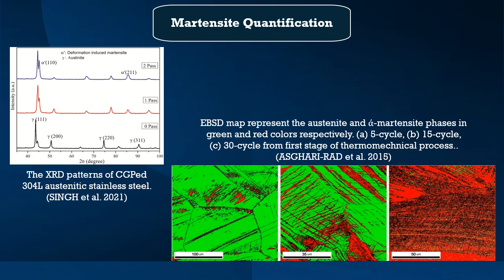Conventional methods like X-ray diffraction, electron backscatter diffraction, or even optical metallography, although accurate, are limited by accessibility, cost, and the need for extensive sample preparation. Moreover, these methods are often destructive and poorly suited for real-time or industrial applications.